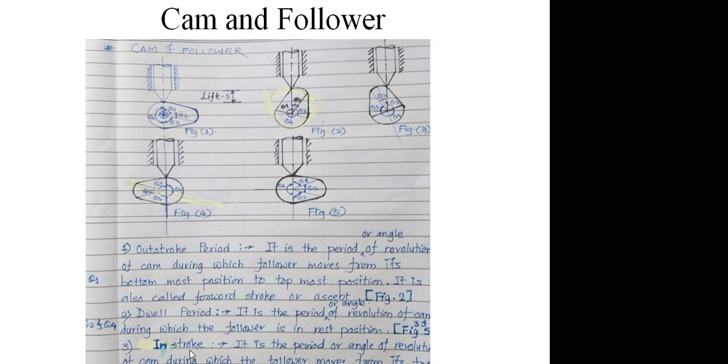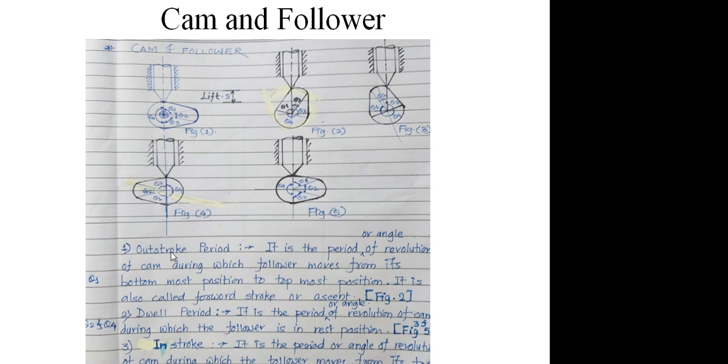And the in-stroke of the follower is defined as the period or angle of revolution of cam during which the follower moves from its topmost position to bottommost position. It is also called the return stroke or descent of the follower. It is shown in figure number 4. When the cam rotates through an angle theta 3, the follower will move from its topmost position to bottommost position.